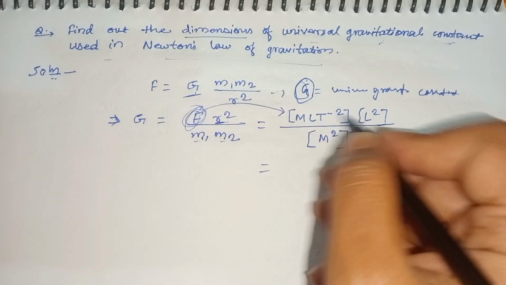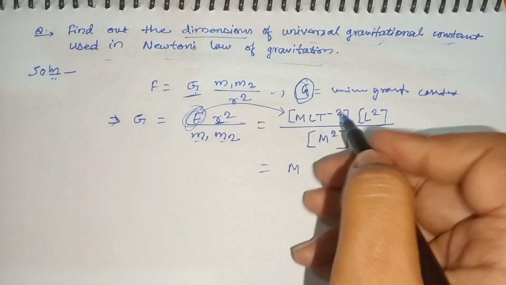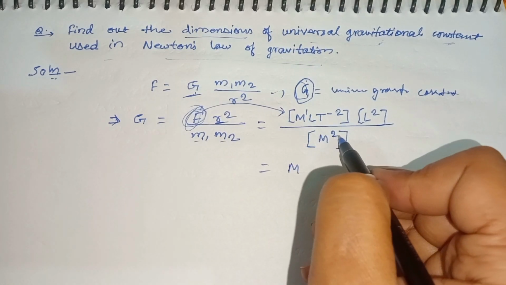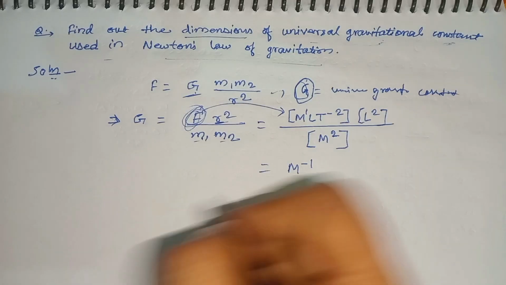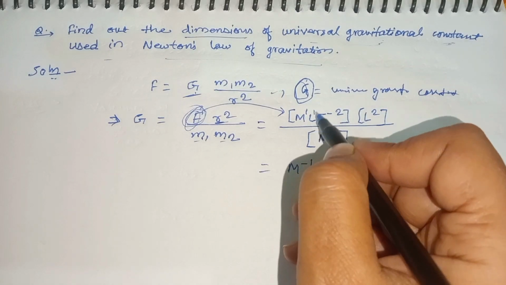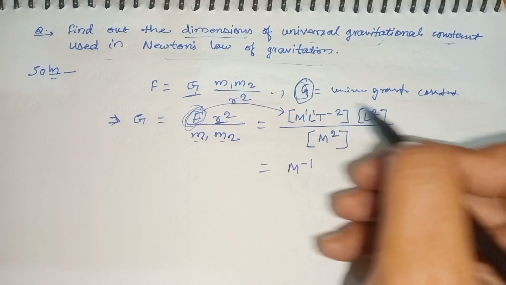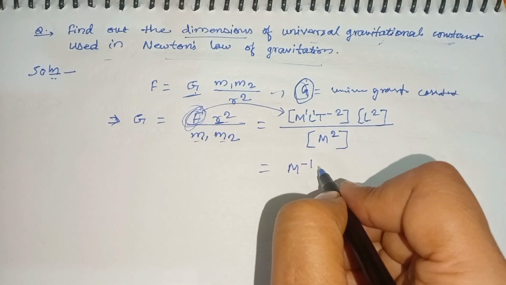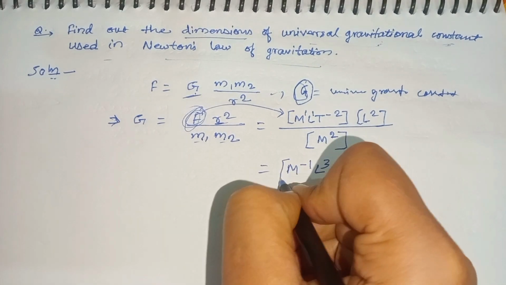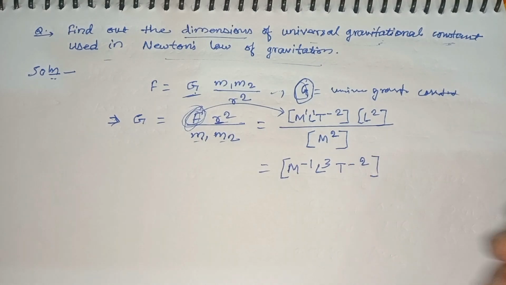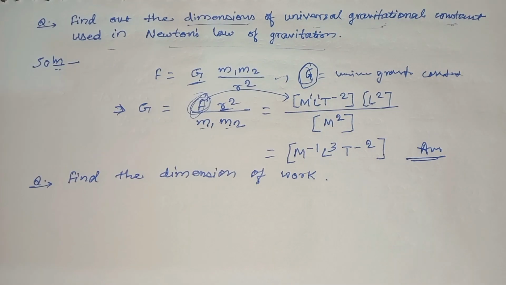Now solving this, how many powers of M will we get? Power 1 in the numerator, power 2 in the denominator, so the resultant will be minus 1. For L, nothing is written, which means power 1, and here 2, so that is 3, and T is only minus 2. This is the dimension of universal gravitational constant. Now let's see one other question.